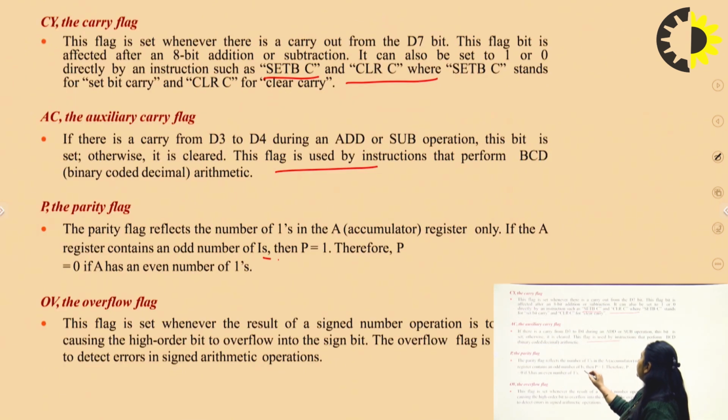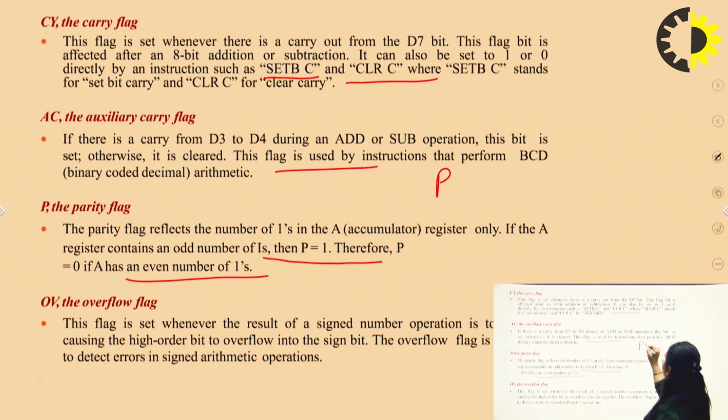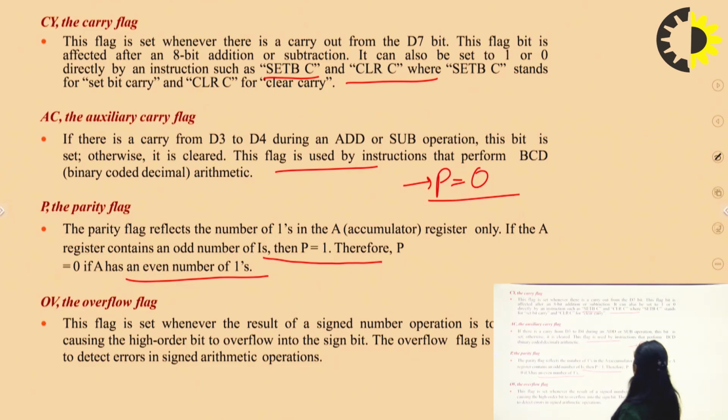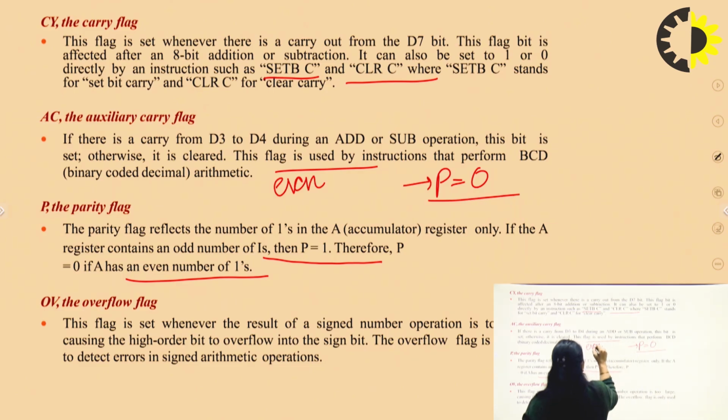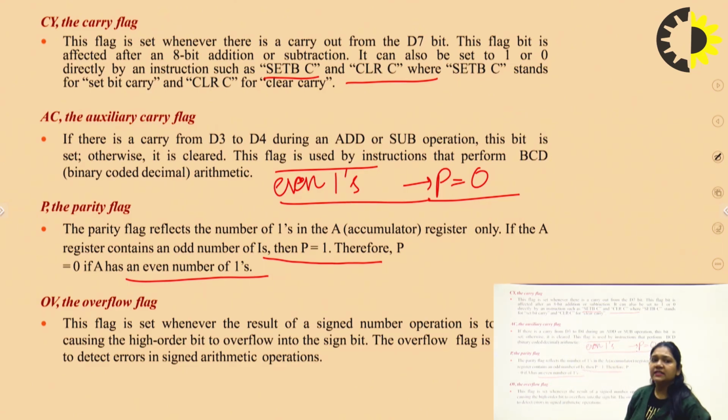For parity, if the parity is 1, that means the number of ones is odd here. And if parity is 0, that means the number of ones is even. This is the opposite as compared to the microprocessor. In the microprocessor, if parity is 1, this shows that the number of ones is even, but here it is different. If it is 0 here, the number of ones is even.